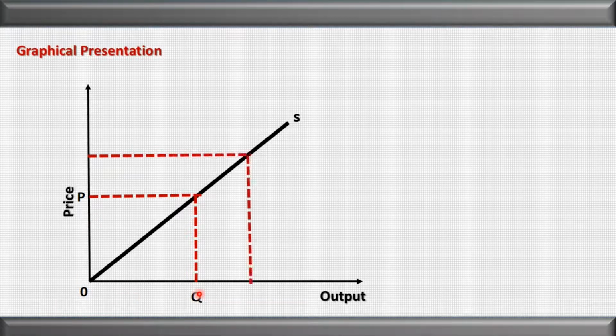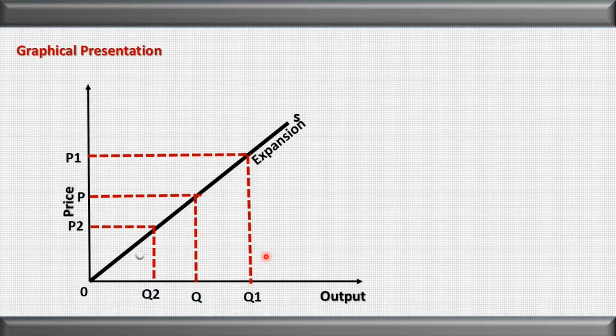Suppose the price increases to OP1. What happens to the supply when the price has increased to OP1? The supply has increased. How much? QQ1. Because of change in price, the supply is also increasing. That is called expansion of supply.